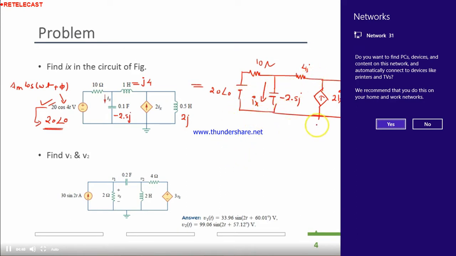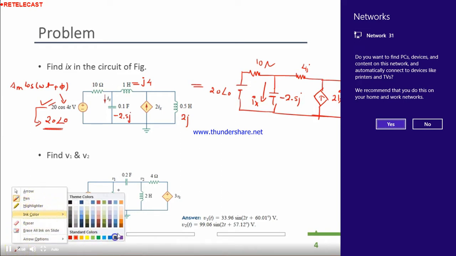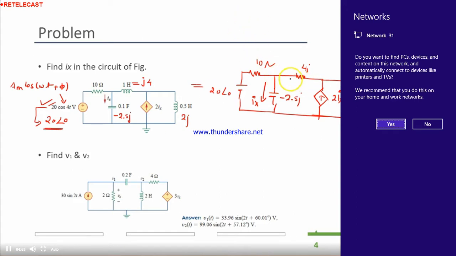You can do it by nodal analysis. It will be easy, because if you take this problem by mesh analysis, you are having 3 meshes and you will have 3 equations. And if you do it by node analysis, you will have 2 nodes and 2 equations. So it will be easy to solve by nodal analysis. Take this V1, take this V2. Okay, now I'm going to solve it.